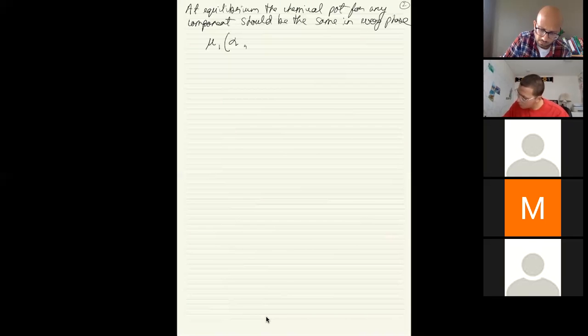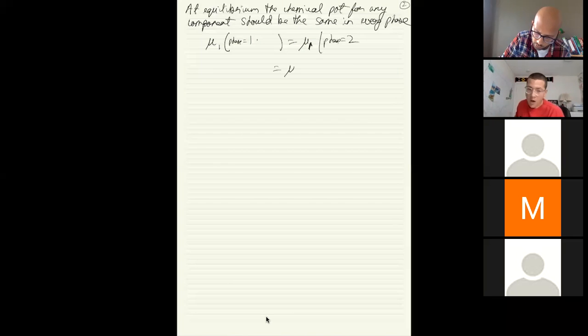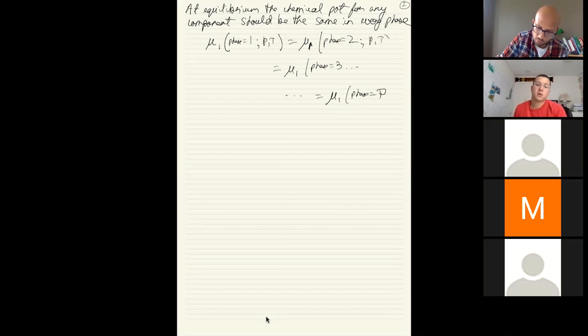And let's not use alpha, it will only complicate things more. In phase equal to 1, it should be the same as chemical potential of component 1 in phase equal to 2, chemical potential of component 1 in phase equal to 3, dot, dot, dot, chemical potential of component 1 in phase equal to P. In addition, the chemical potential is defined as a function of pressure and temperature, so we write down P, T in all of this.